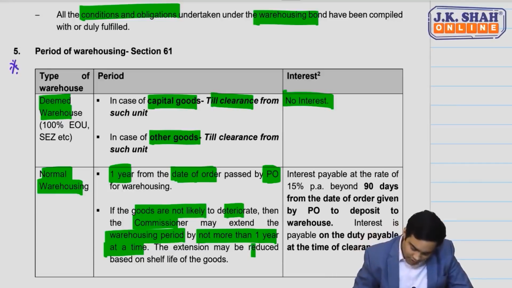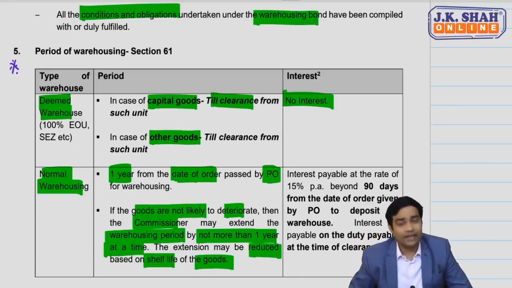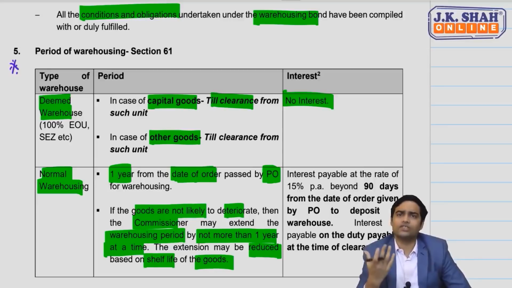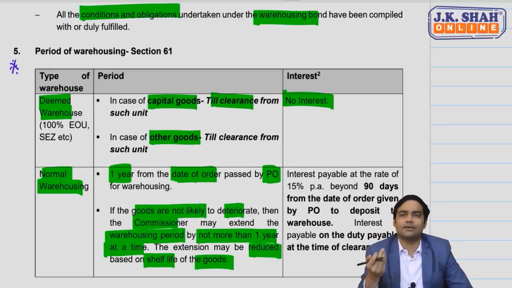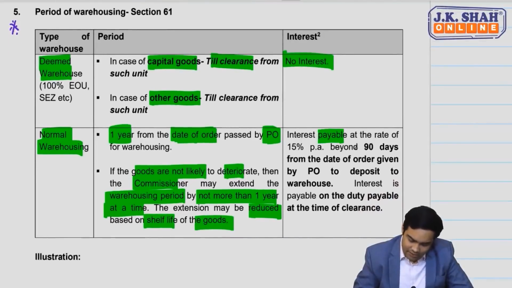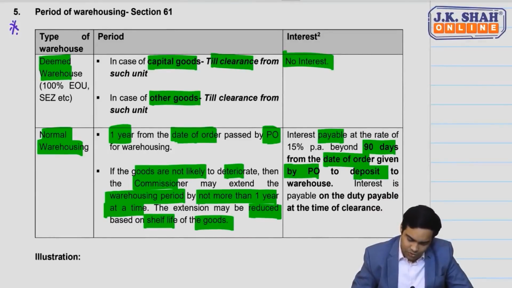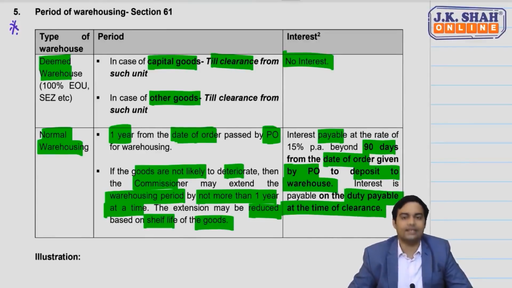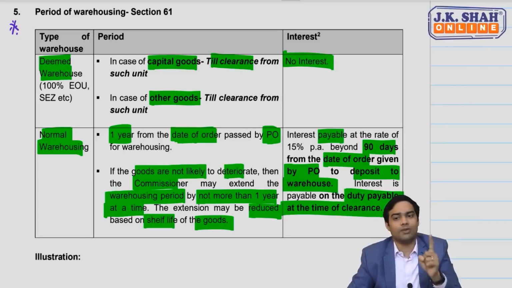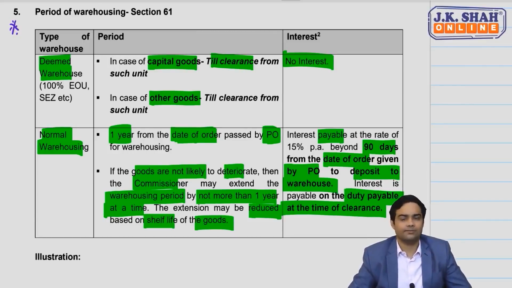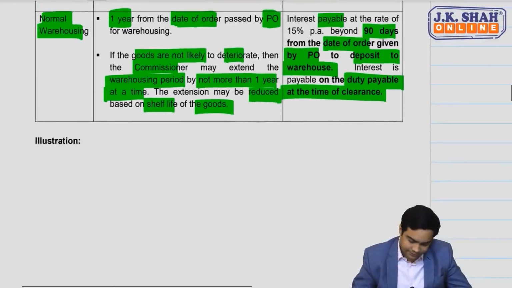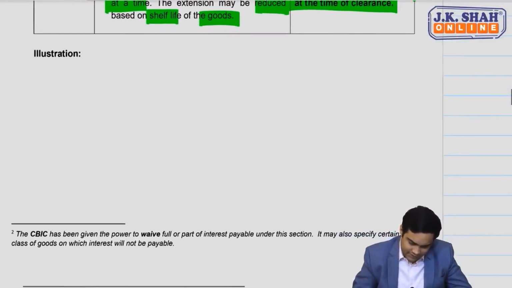He can also give lower period if the shelf life of the goods so require. So say suppose the shelf life of the goods is not very long, then in that case he might give a lower period. What's important is this interest. Interest is payable beyond 90 days from the date of order given by PO to deposit to warehouse, and interest is payable on the duty payable at the time of clearance. Whatever is the duty payable, on that amount interest will be applied. Clear? Okay. Let's solve an illustration on this. Let's see how much you have understood.